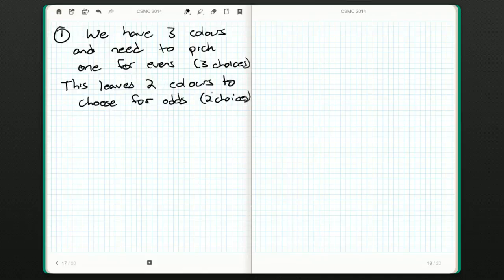Two colors left over for the odds, so maybe the evens are blue, the odds get red, and red or green, not both, because we're only using two colors here. So that's two choices. And once we have chosen our colors, we know exactly how the lockers are going to be worked. They're all going to be painted the same color.